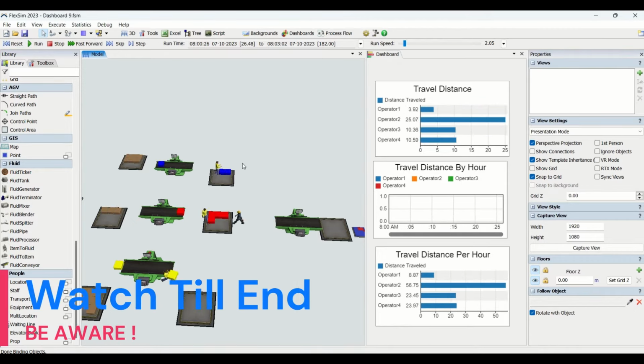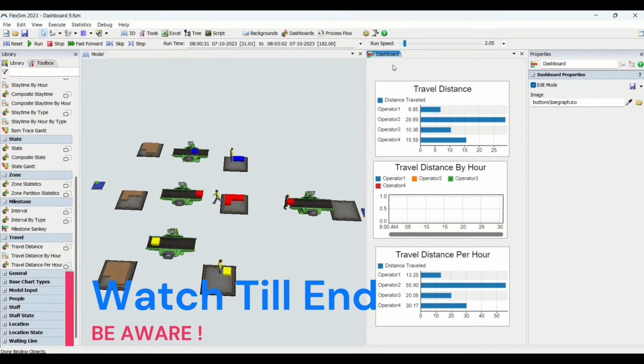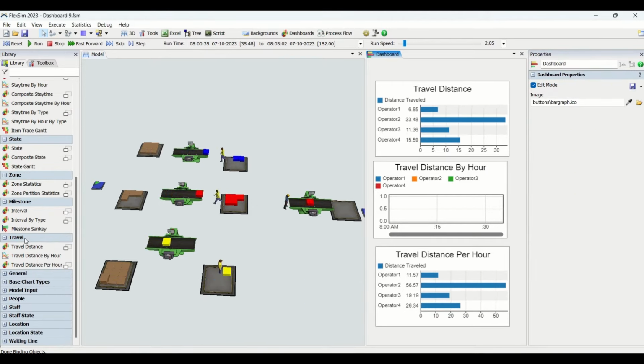In today's video, we are going to understand the graphs in the domain of travel. We are going to learn about travel distance by hour and travel distance per hour. This is our video 9 on understanding statistics in factory simulation Flexsim using dashboards.